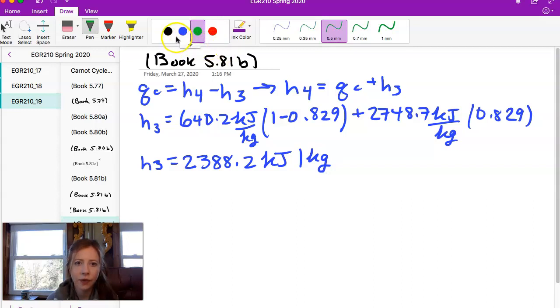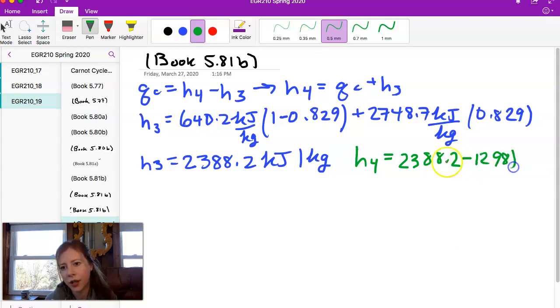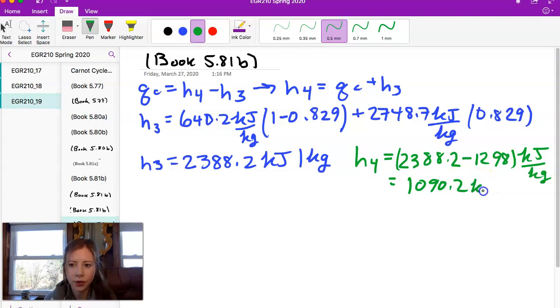Okay, so H sub 4 is going to be equal to 2,388.2 plus QC, which was minus 1298 kilojoules per kilogram. So this is going to be 1090.2 kilojoules per kilogram.